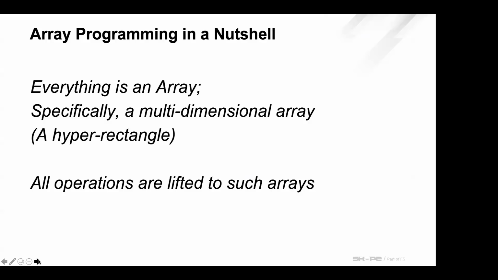So basically, the idea is that everything is an array, specifically a multi-dimensional array, which means these are rectangular arrays. It's basically everything's a hyperrectangle, or an orthotope is another word I found for these things. But somehow everything is an orthotope doesn't have that nice marketing ring to it. And the important thing is that all operations are lifted to these arrays. And that's really what makes this interesting. And they're lifted in a pretty particular way, which we'll get to. And that can be very, very powerful and very useful.